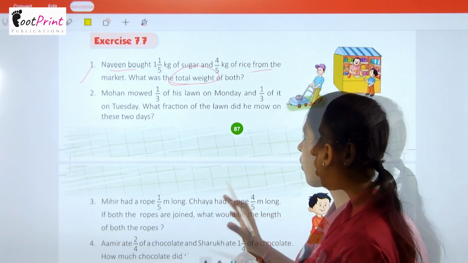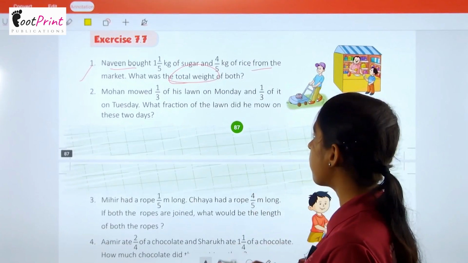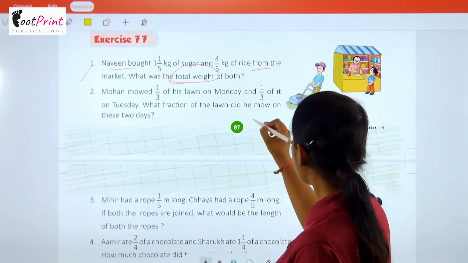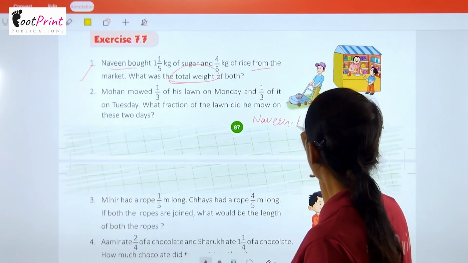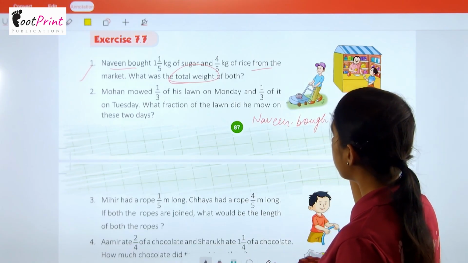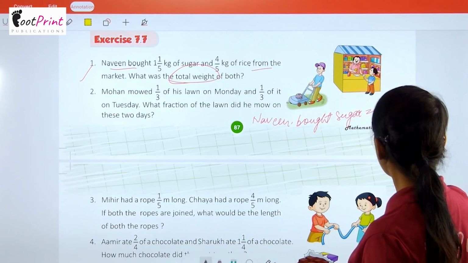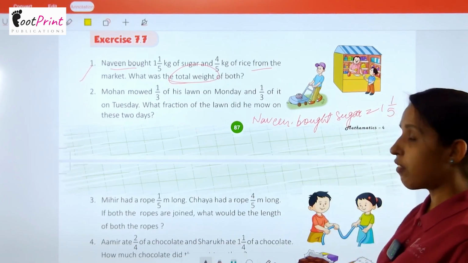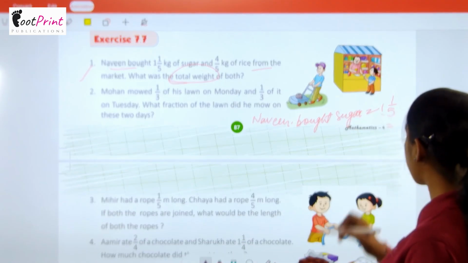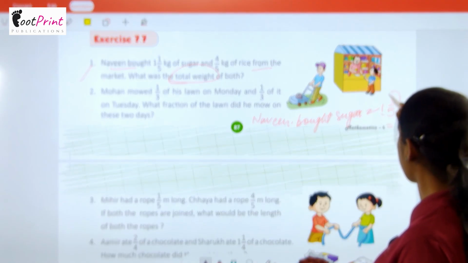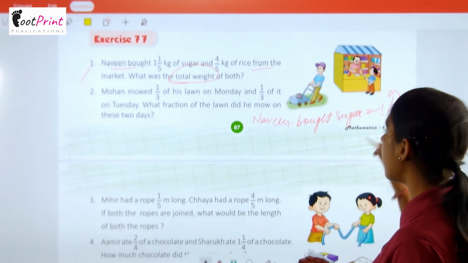यहाँ पर हमें total weight निकालना है तो हम क्या करेंगे? Add करेंगे. So first we write here Naveen bought sugar. कितनी sugar खरीदी है उसने? 1 whole 1 by 5. And we will change it into the improper fraction. How do we change? 1 5 is 5 और उसमें फिर 1 add करेंगे. कितना हो गया? 6 और denominator will be the same. It means 6 by 5.